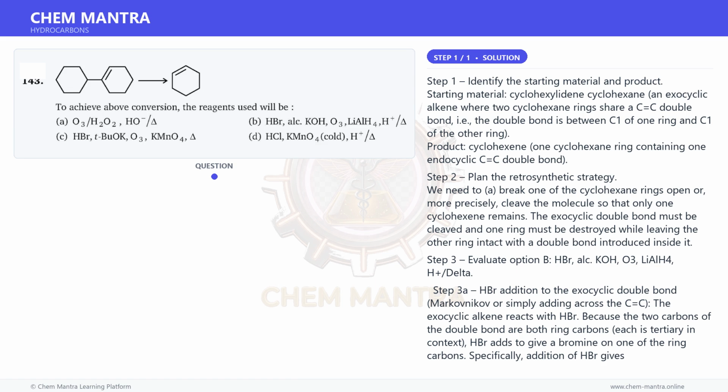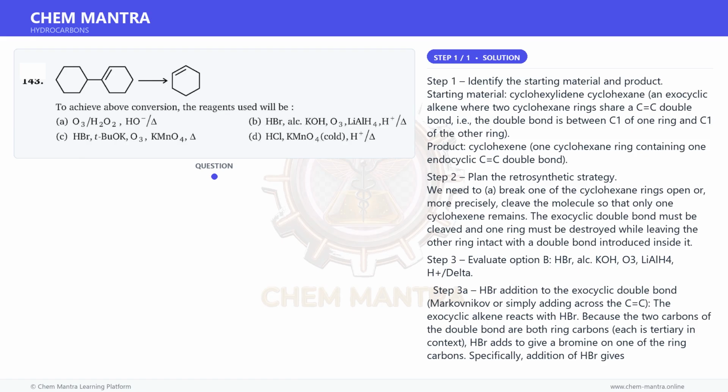Step 3. Evaluate option B: HBr, AlC, KOH, O3, LiAlH4, H+, delta. Step 3a. HBr addition to the exocyclic double bond, Markovnikov or simply adding across the C=C. The exocyclic alkene reacts with HBr. Because the two carbons of the double bond are both ring carbons, each is tertiary in context, HBr adds to give a bromine on one of the ring carbons.